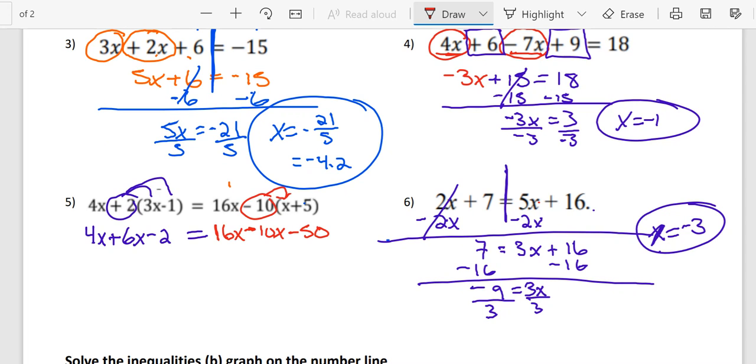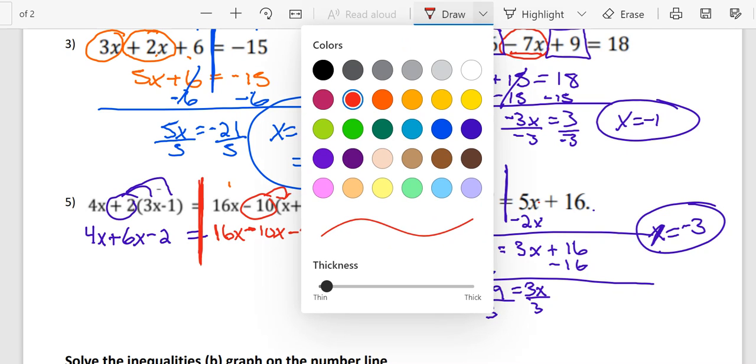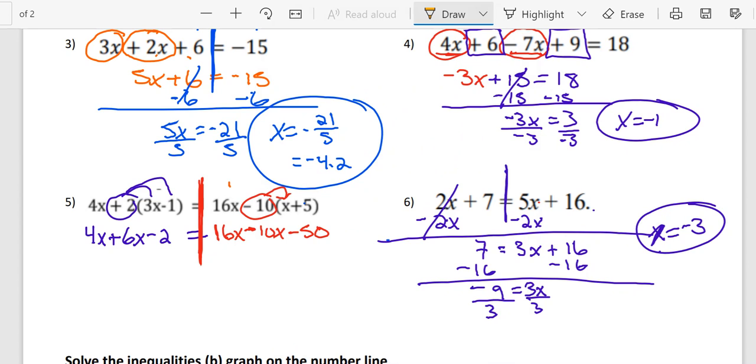All right. So hopefully you guys are able to distribute and get to this point. Once you've gotten to this point, this problem is, like I said, much harder than 6. You still have to do something else. So we did the distributing. Now we still have to go through the process of combining the like terms. But again, key thing to remember is that the like terms are only on the same side. So we're going to do the 4 and the 6x, giving us 10x, minus 2 on this side. And on the other side, we can combine the 16x minus the 10. So that's going to be 6x minus 50.